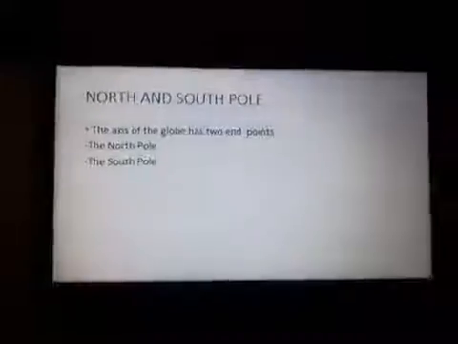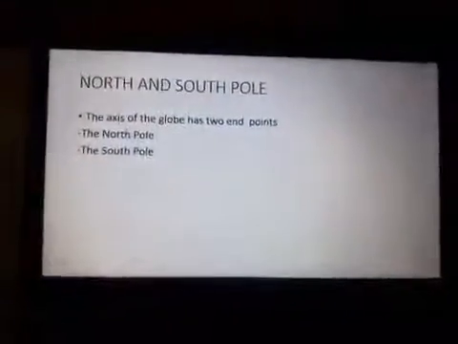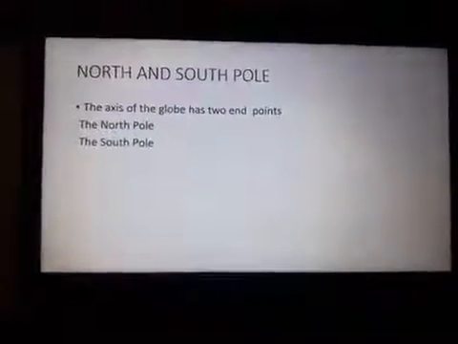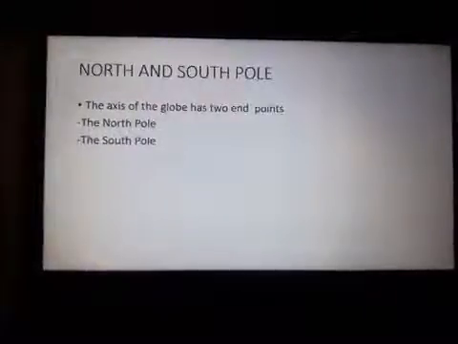Then comes the North and the South Pole. This axis of the globe has two endpoints, the North Pole and the South Pole. Now you can see in the globe, it is marked North Pole and the South Pole. The North Pole is the above point, the above portion of the globe. That is the North Pole.